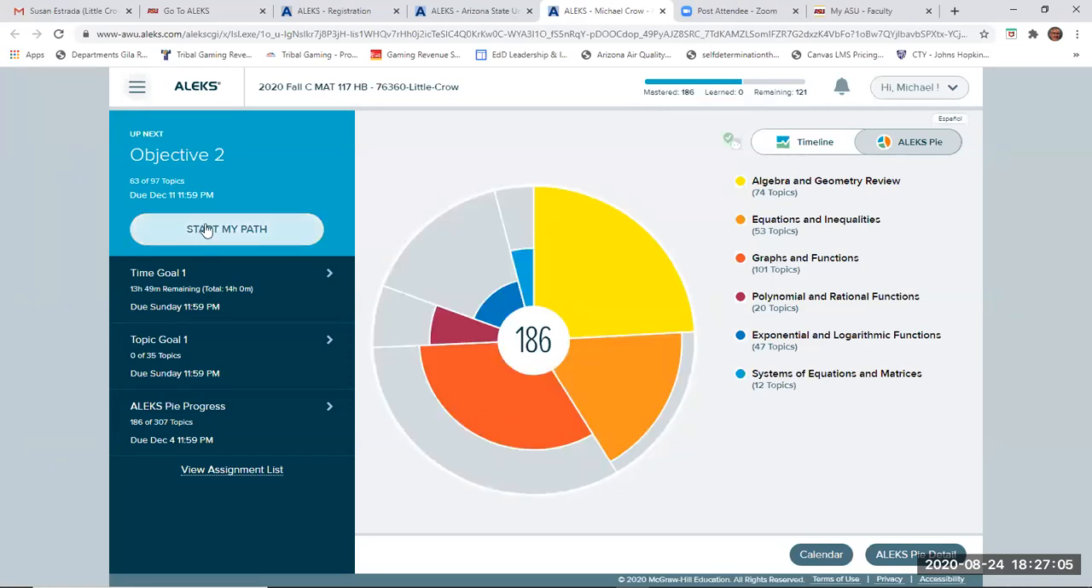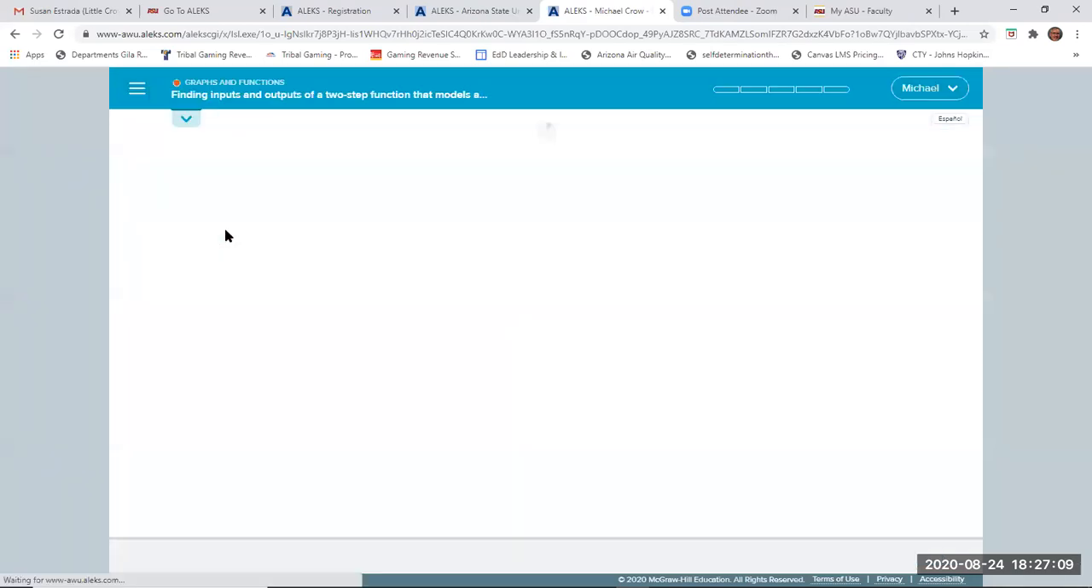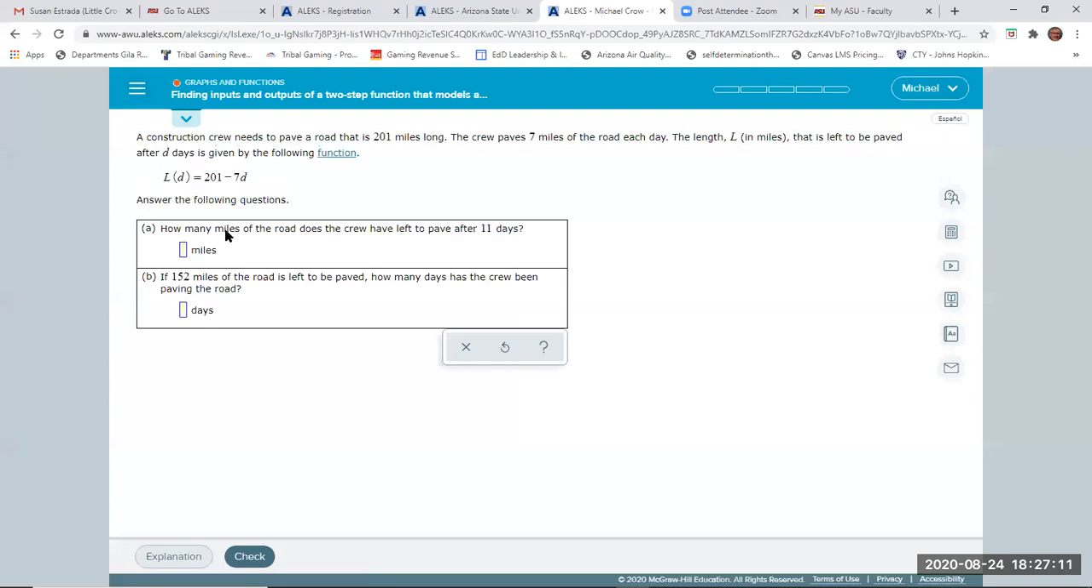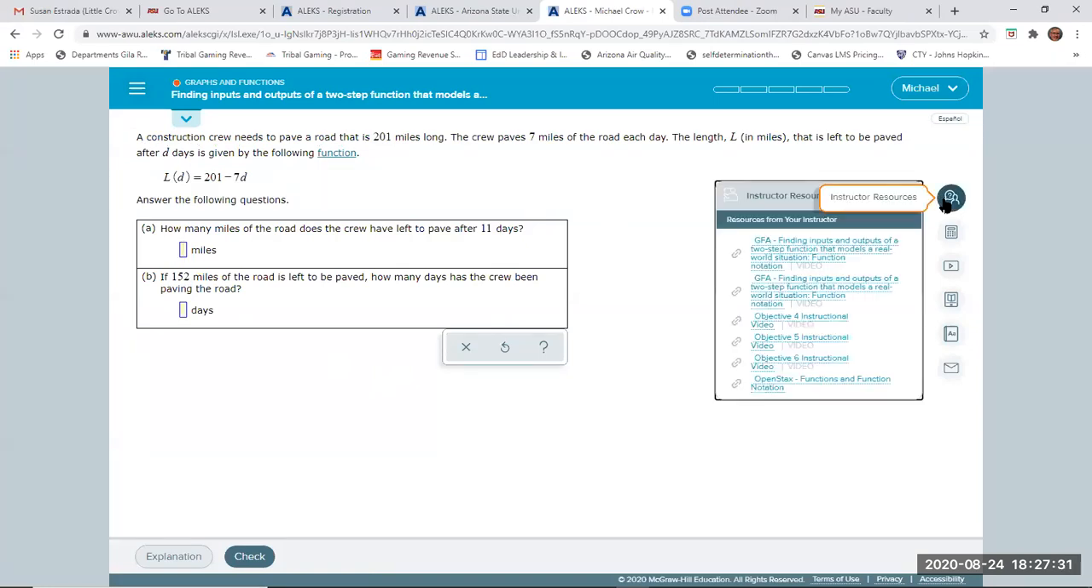But what I want to show you is that once you do your initial knowledge check, there's this button here, Start My Path. There's really nothing to submit as far as assignments. You just come in and you start working on problems like this. And ALEKS will determine what problems you need to work on, depending upon how you did on your initial knowledge check. You work through them. Again, there are some resources over here. There's instructor resources. Let's see what's there.